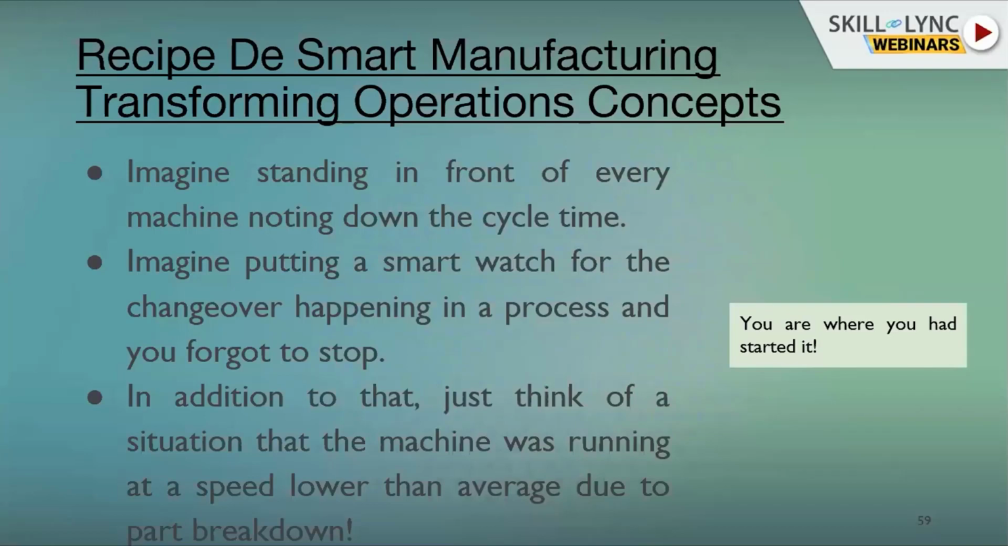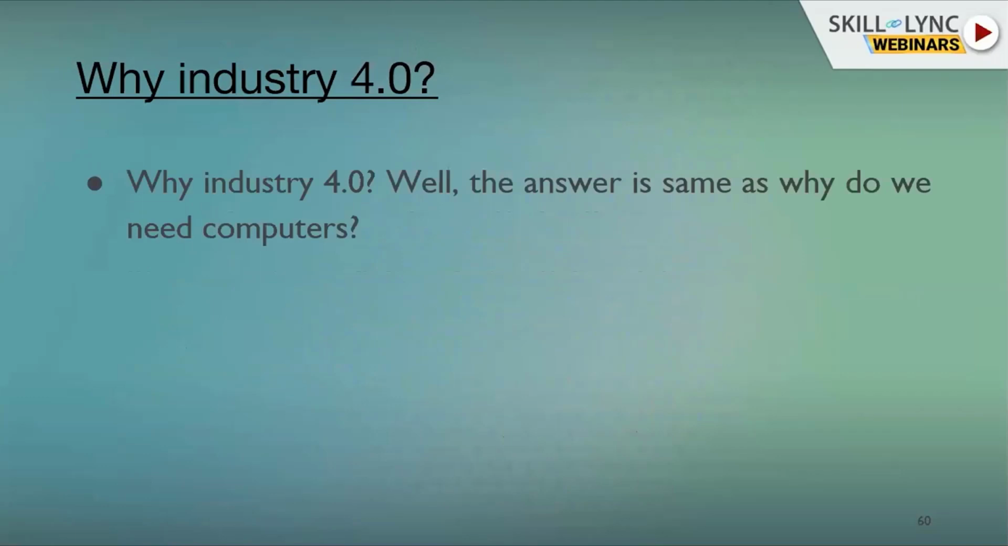In addition, just imagine a situation where the machine was running at a speed lower than average, which you didn't observe. Now you are back where you had started. You didn't arrive at any solution. You didn't arrive at any data. That data is absurd; you have to discard it and do it again. So to avoid that, the hard part of data collection is done by Industry 4.0. This is the only part which Industry 4.0 does: to help do the processes efficiently and to collect the data for industrial engineering. I'm talking about only industrial engineering. That is what it does.